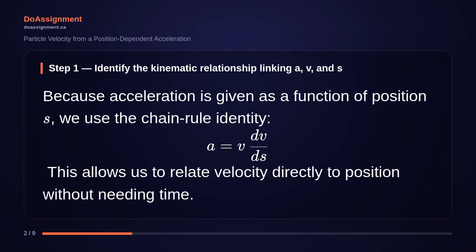Since acceleration is expressed in terms of position, we use the identity that acceleration equals v times dv/ds. This lets us work entirely in terms of position and velocity, with no need to involve time explicitly.